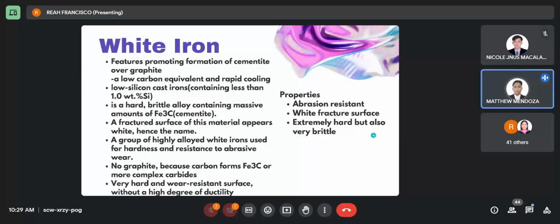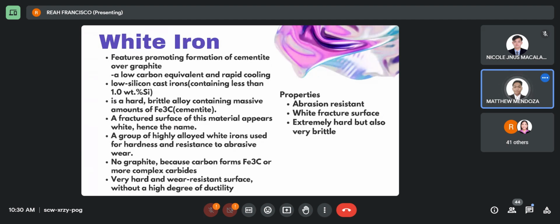So the third type of cast iron is the white iron. White iron features promotion of the formation of cementite over graphite. So a low carbon equivalent and rapid cooling. Low silicon cast irons containing less than 1.08% of silicon. It is a hard, brittle alloy containing massive amounts of Fe3C or cementite. Then, the fractured surface of this material appears white, that is why it is called white iron.